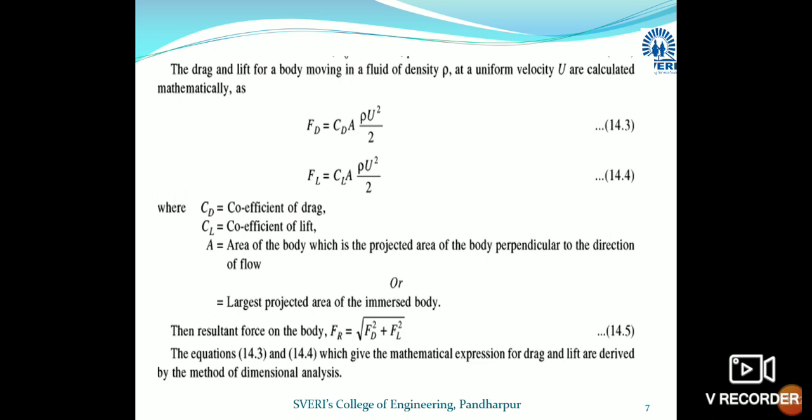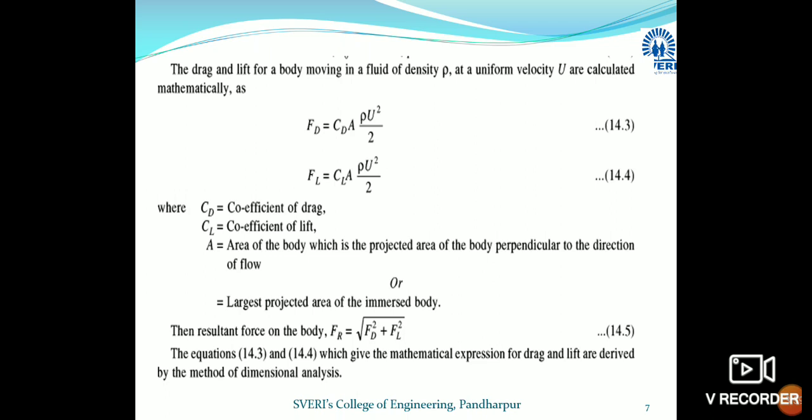Therefore, the drag force on moving bodies can be calculated by the formula FD is equal to CD A rho u square divided by 2. And for the lift force, nothing changes; only instead of the coefficient of drag CD, we consider CL. So FL is equal to CL A rho u square divided by 2, where CD represents the coefficient of drag and CL represents the coefficient of lift, and A is what?